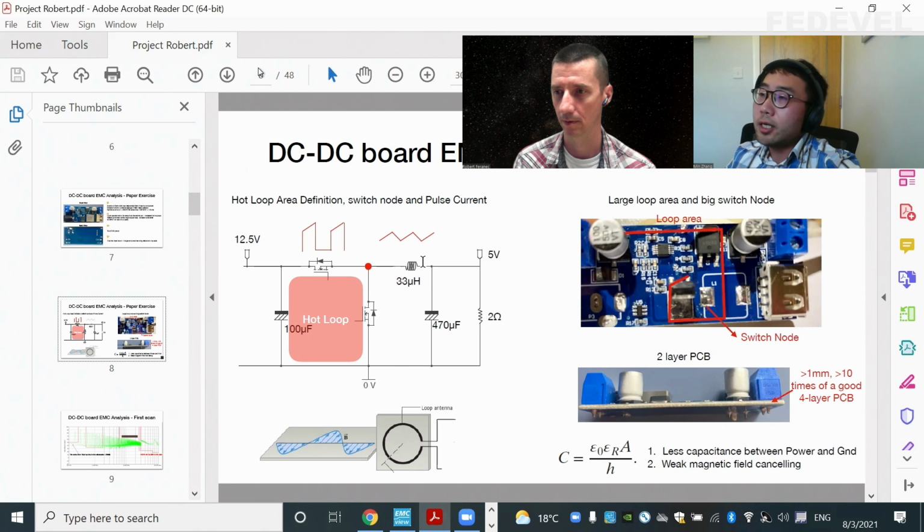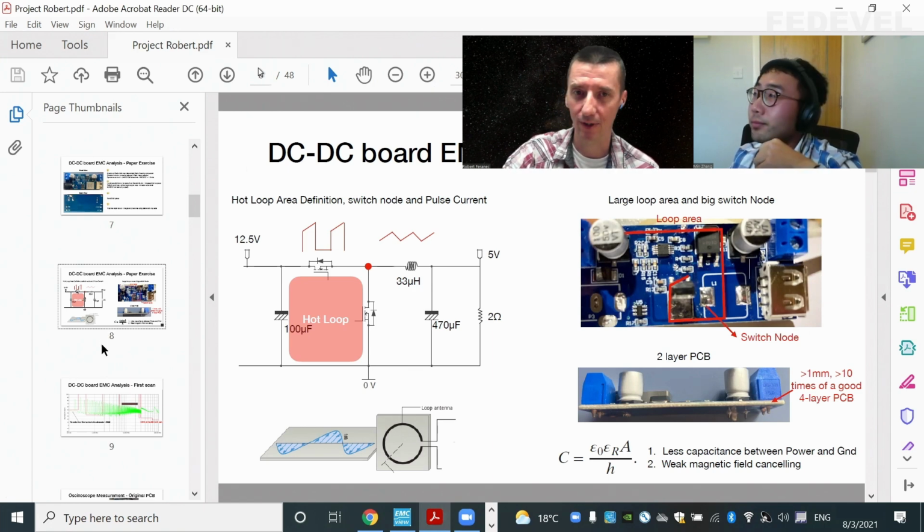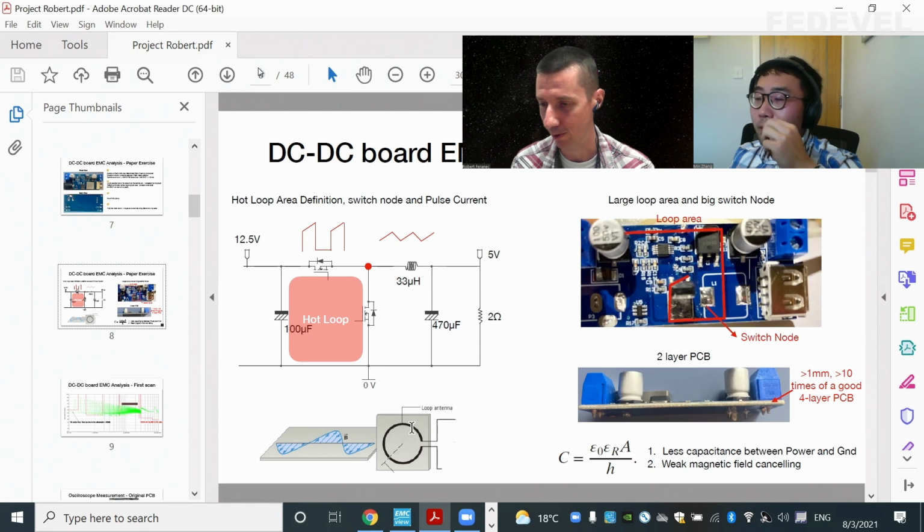So in this case, the value of the input capacitor, that's what I'm going to show you. Let's have a look. We have now explained what a hot loop area is, and we just did the visual inspection of this PCB. Sorry for interrupting, you have some pictures below the schematic. Before we move to the next one, if we could explain what you have there.